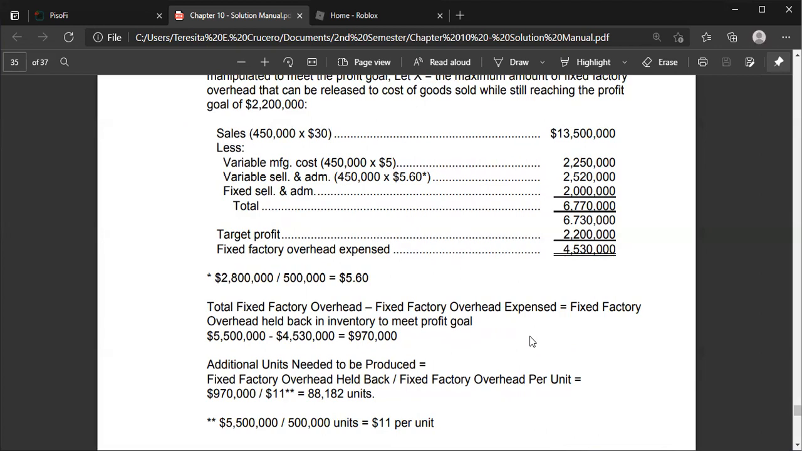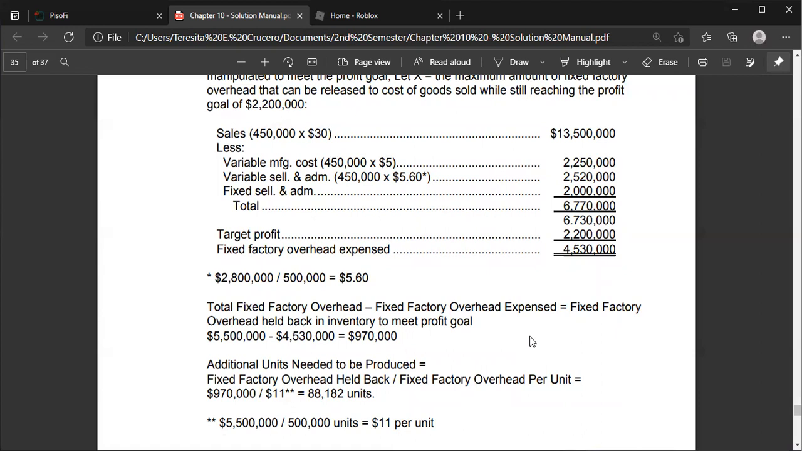So 5.5 million minus 4,530,000 equals $970,000. Then the additional units needed to be produced: fixed factory overhead held back over fixed factory overhead per unit equals 970,000 over 11, computed by dividing 5,500,000 by 500,000.